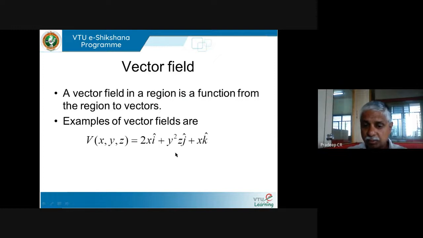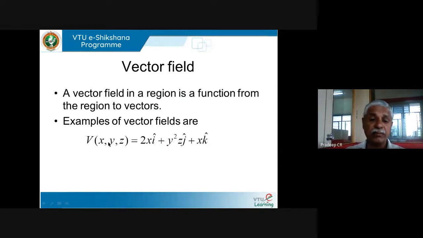Put 1, 1, 1. So it will be 2i plus j plus k. That means at point 1, 1, 1, I will give the vector i plus j plus k. At point 1, 0, 0, x is 1, y and z are 0, so this will become 0. This will become 2i plus k, since x is 1. So 2i plus k is the vector I'll give at 1, 0, 0.